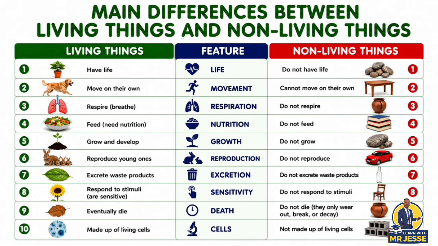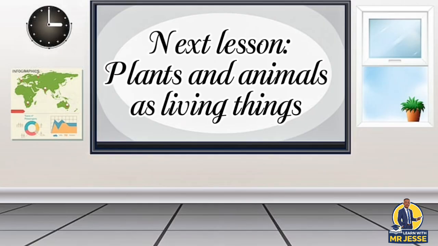Understanding living and non-living things helps us better understand the environment and the world around us. That brings us to the end of today's lesson. In our next lesson, we shall learn more about plants and animals as living things.